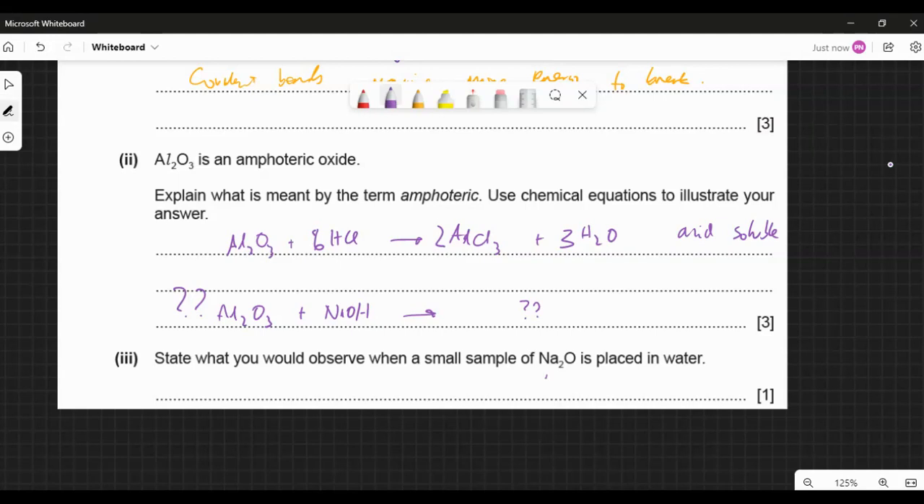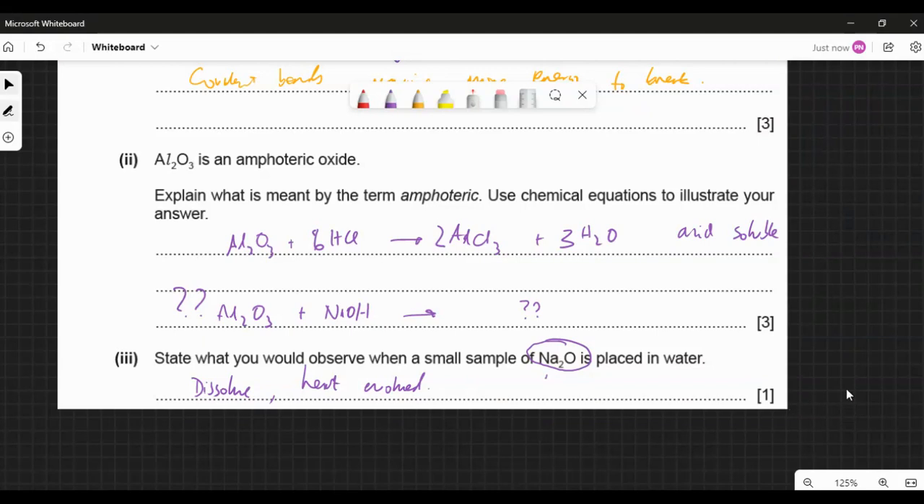State what you observe when a small sample of sodium oxide is placed in water. Right. Well, first of all, it's going to dissolve, because all group 1 things are soluble. Yeah, and it's going to form sodium hydroxide. So there's going to be a chemical reaction. So heat is going to be given out. Heat is going to be evolved. Okay, I've seen the answer scheme. They only wanted one of those 2, but you'll get heat evolved.